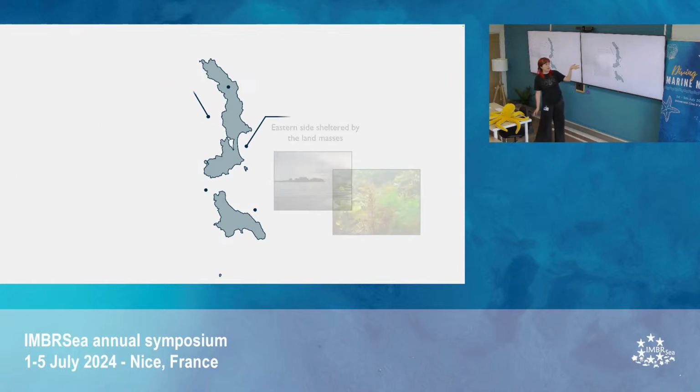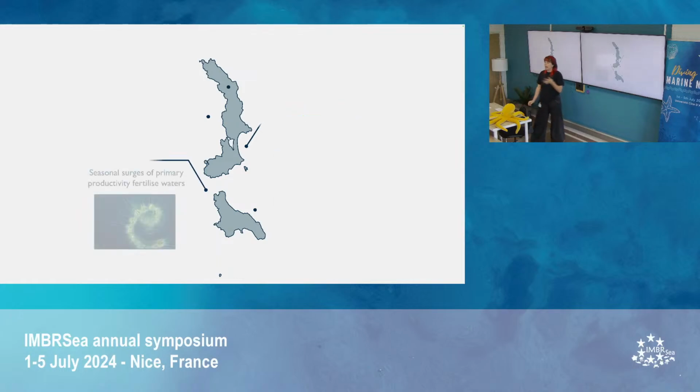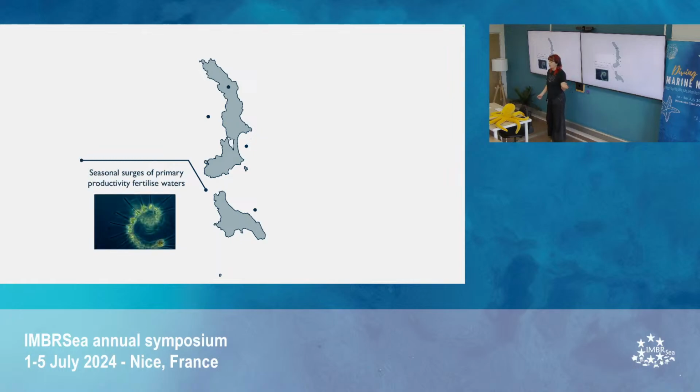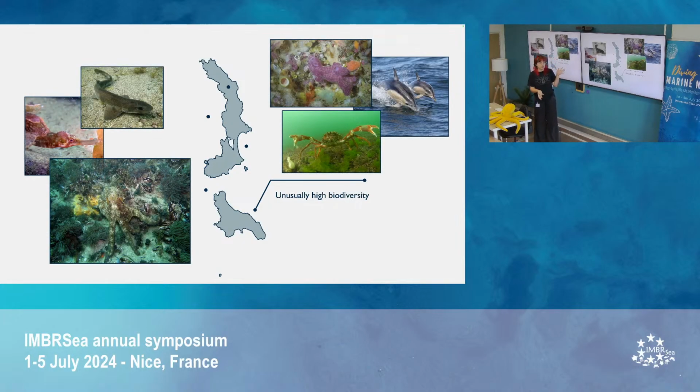And then the other side is sheltered by the land masses, so the water is much calmer and many seaweed species thrive. And then finally, the CS Islands are part of a local upwelling system, so they benefit from seasonal surges of primary productivity, which come and fertilize the waters and just promote the entire food web growth. So this diversity of habitats and the upwelling means that in this area, there's a really unusually high biodiversity. So these are just some of the species we can see.